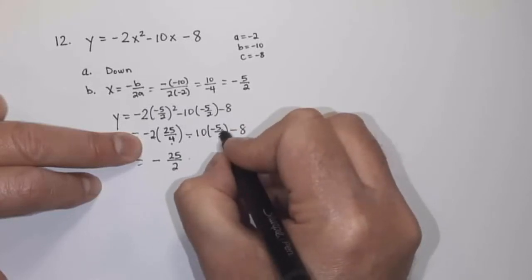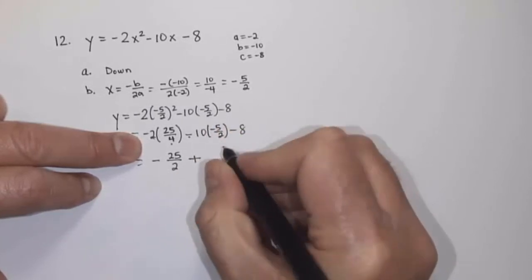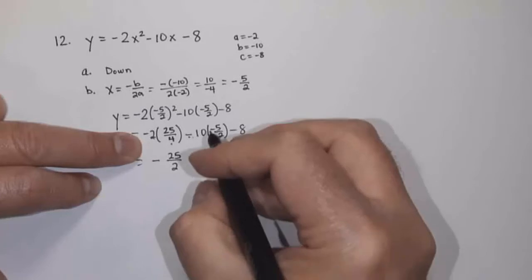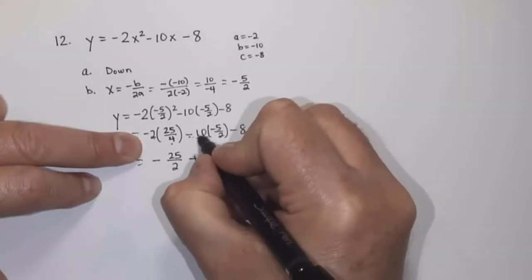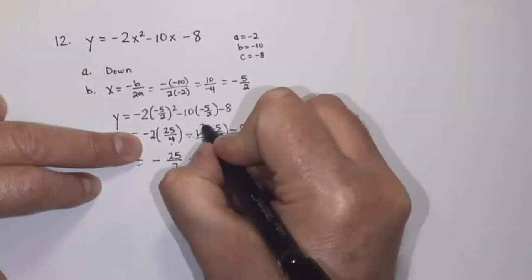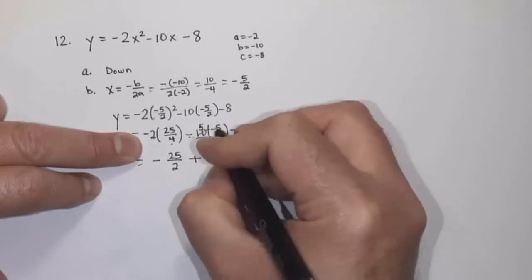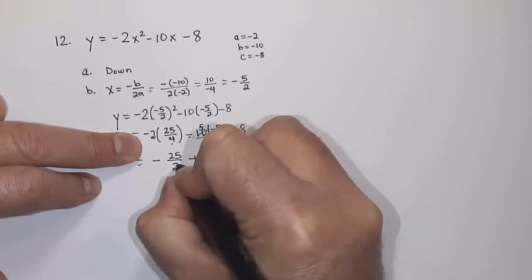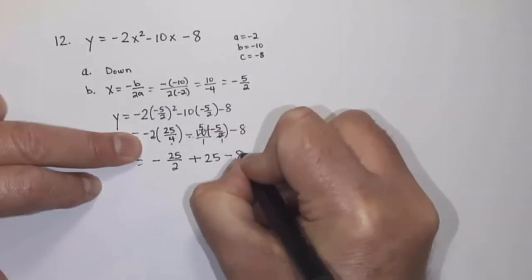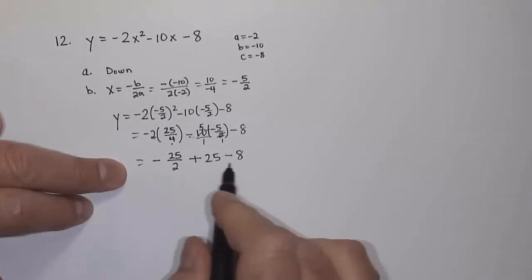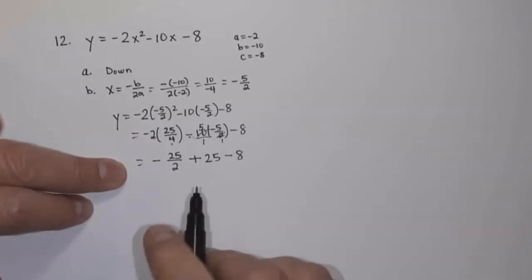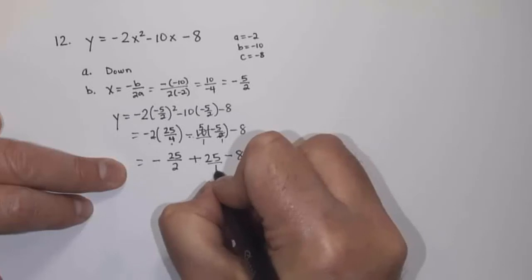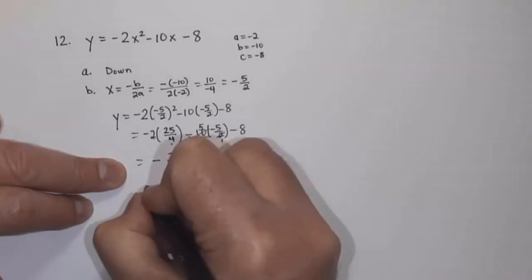Minus 10 times negative 5 halves is going to be plus. Minus and minus will be a plus. The 10 will cancel with the 2, leaving 5, and 5 times 5 is 25. So we have plus 25 minus 8. Now to find this, we have to find a common denominator, which will be 2. So think of these as over 1.